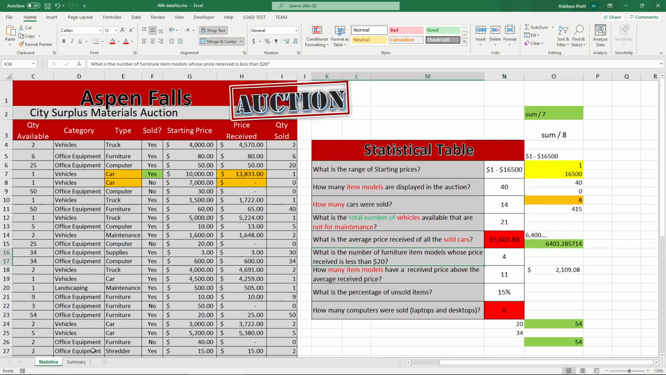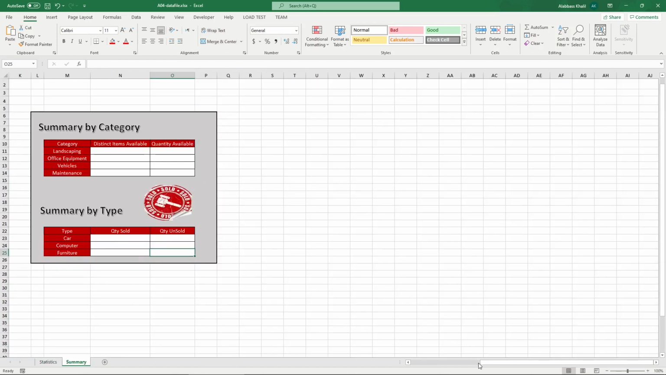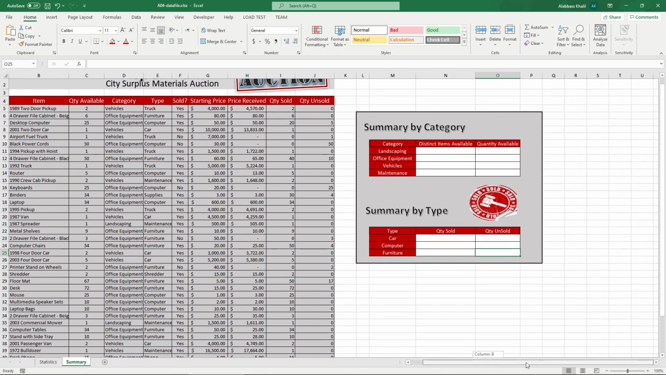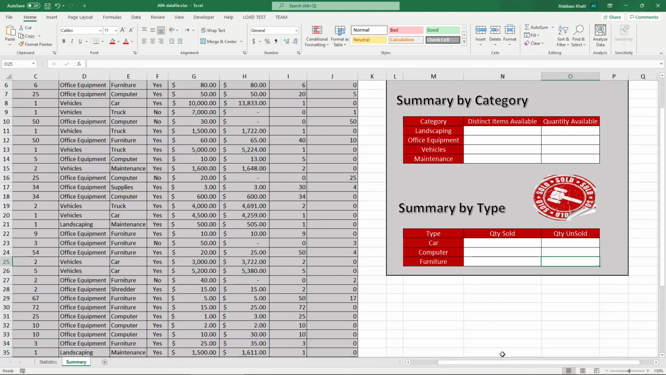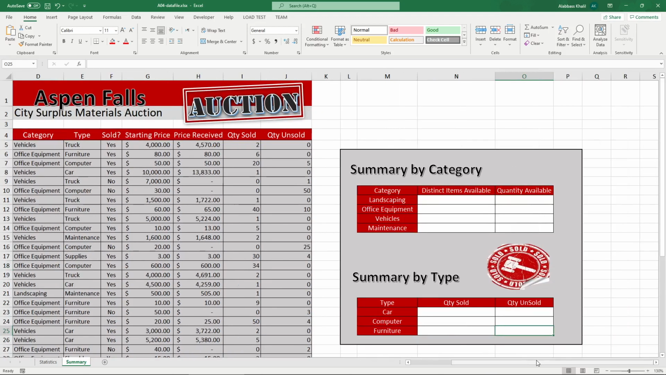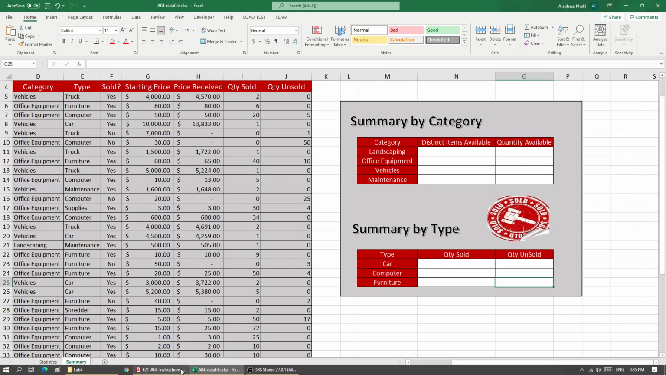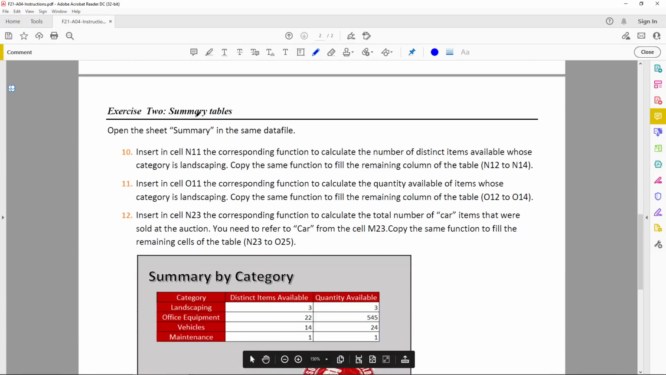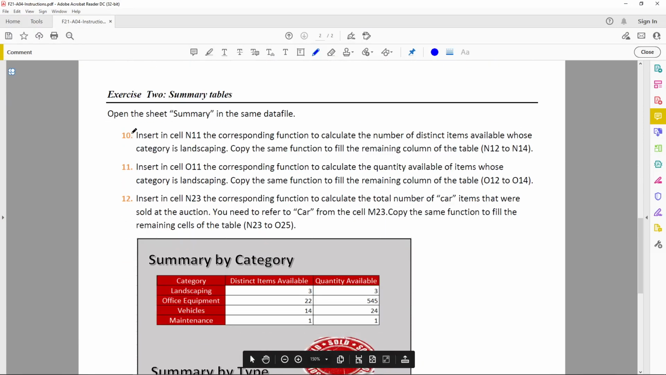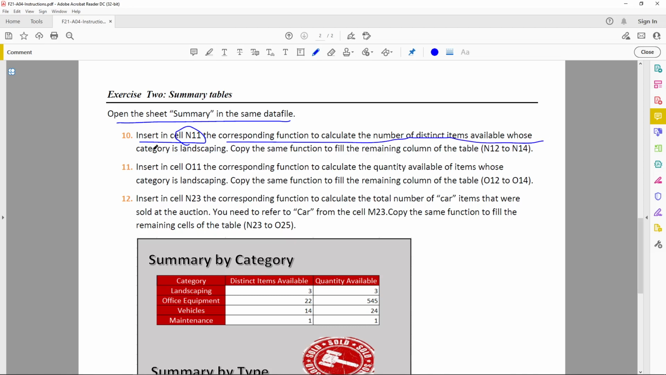All right, next in the summary. So almost done here. Here our focus is going to be on dollar signs. So let's read the question. Exercise 2. Open the sheet summary, insert in cell N11 the corresponding function to calculate the number of distinct items whose category is landscaping.